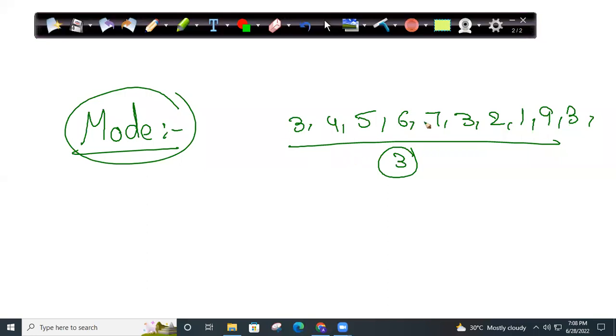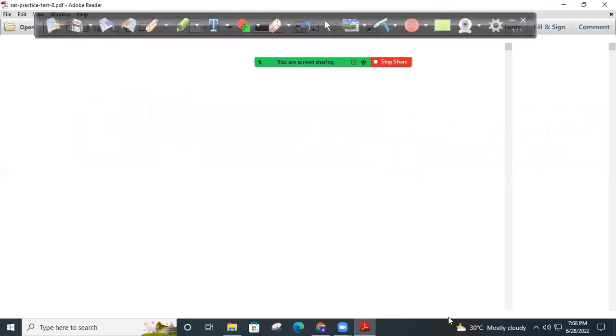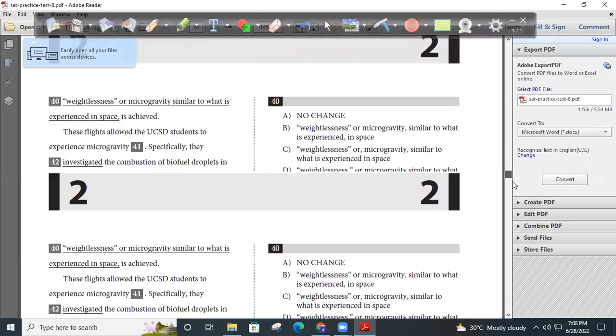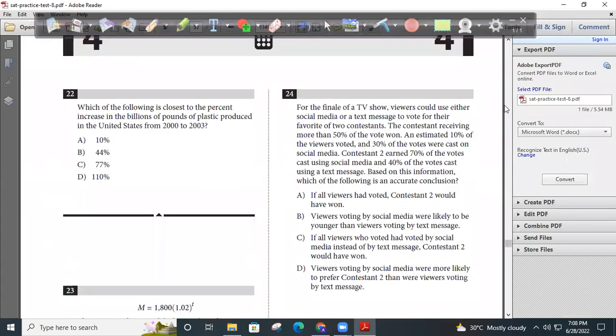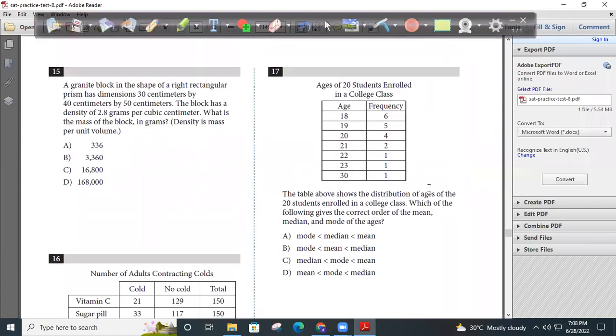Let me show you an actual SAT question that has come based on the mode, and we shall solve it. These are all actual SAT papers. According to your knowledge, try to give me the answer for this. Please be as fast as possible. Type your answer in the chat box.